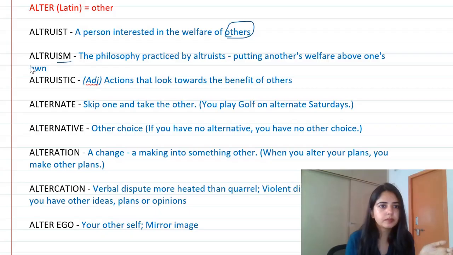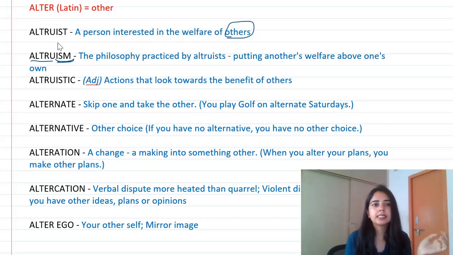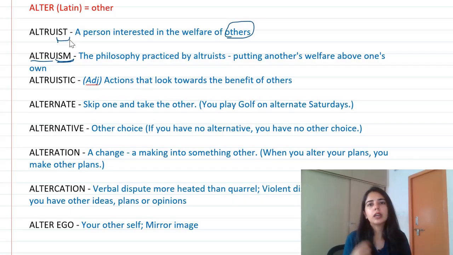Okay, ism लगा के हम जैसे ist लगा के हम उस सब्जेक्ट के में किसी ने अगर मास्टरी कर ली हो या उसका कोई प्रोफेशन हो तो हम वो डिनोट करते हैं, और ism लगा के उस फिलोसफी को, उस आइडिया को, उस कॉन्सेप्ट को हम डिनोट करते हैं. सो द फिलोसफी प्रैक्टिस्ड बाय altruists इज altruism. नाउ altruistic is an adjective, actions that look towards the benefits of others.